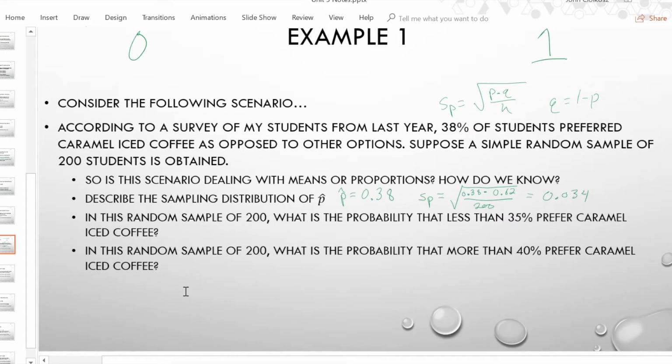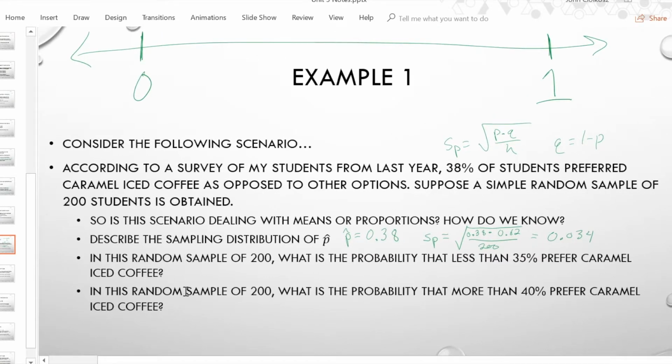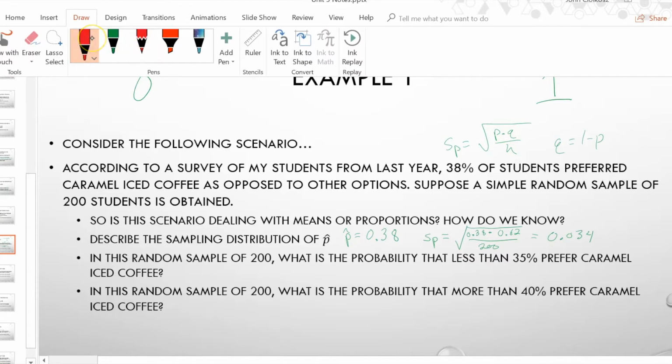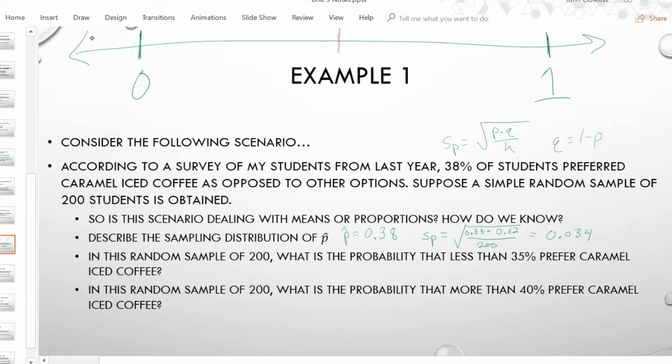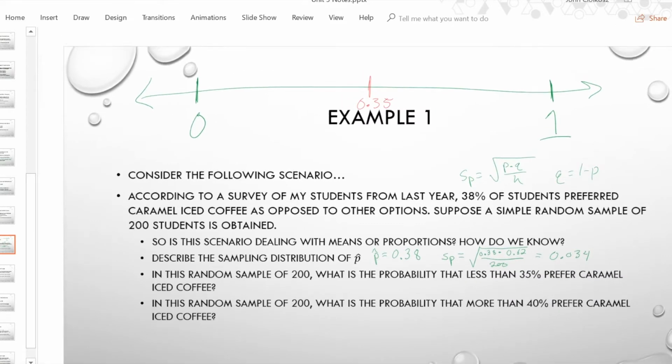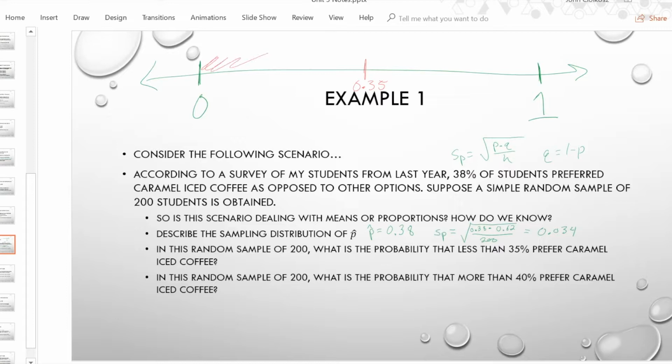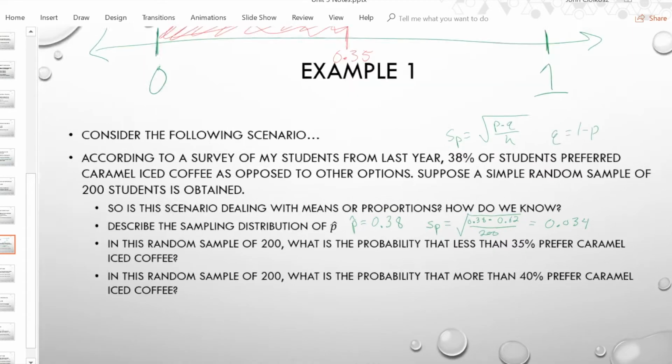Okay, so we have in this random sample of 200, what is the probability that less than 35% prefer caramelized coffee? Okay, so if we're looking up here at our number line, we're dealing with 35%, so it's 0.35, and I want less than. So less than signifies to me I'm looking at this left side of the graph, because those are the numbers that are less than 0.35. So if we're thinking of our normal CDF command, I'm going to sketch it out as that, and then we'll go ahead and do it as well in GeoGebra and in the calculator.